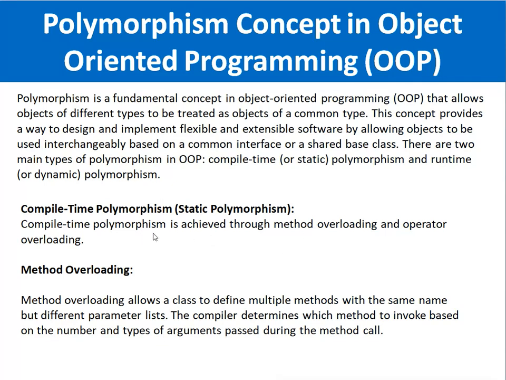So there are two types within the compile time polymorphism. First one is method overloading. What is method overloading? Method overloading allows a class to define multiple methods with the same name but different parameter lists. The compiler is basically a software which converts the source code into bytecode. So the compiler determines which method to invoke based on the number and types of arguments passed through the method call. Let me give you an example here of method overloading.